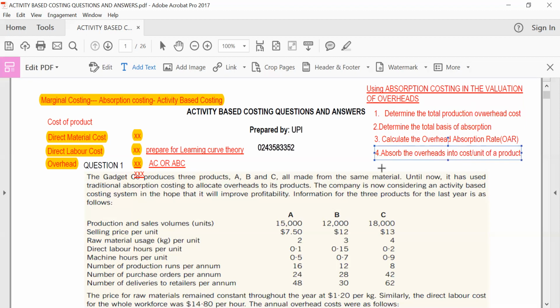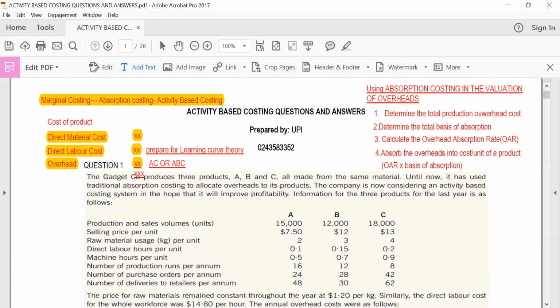Now, how do you do the absorption? We said doing the absorption is the OAR times the basis of absorption. Now, that ends it for issues pertaining to absorption costing.